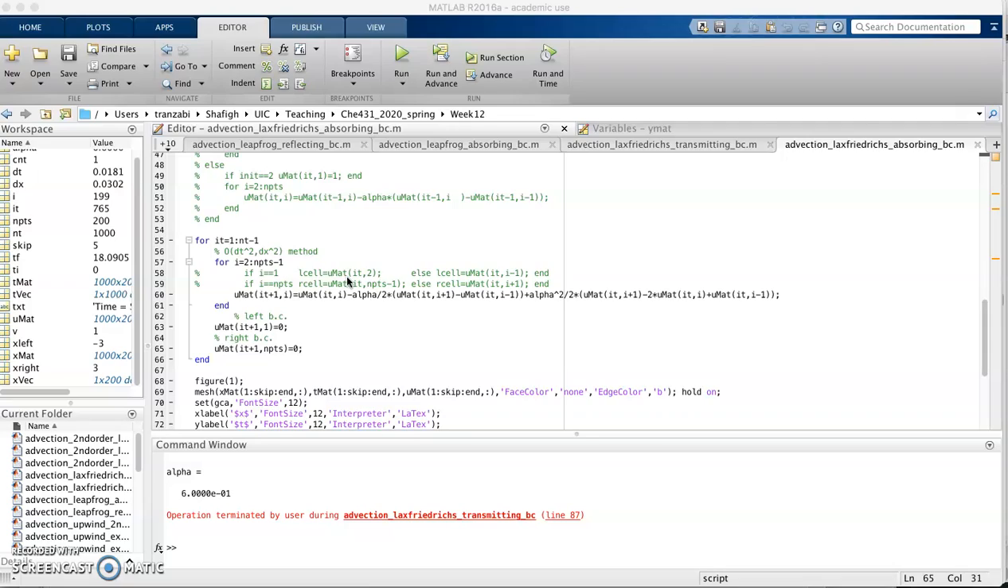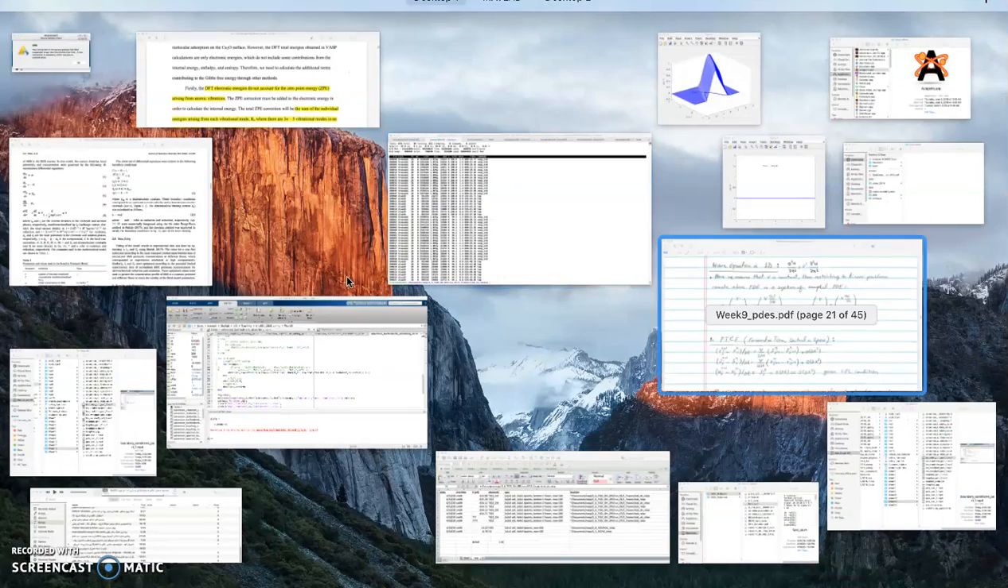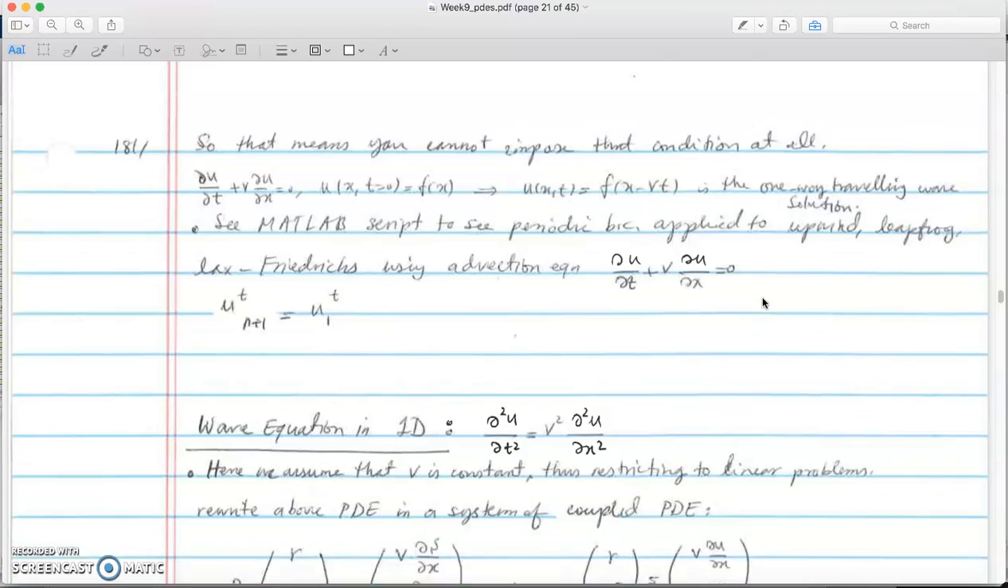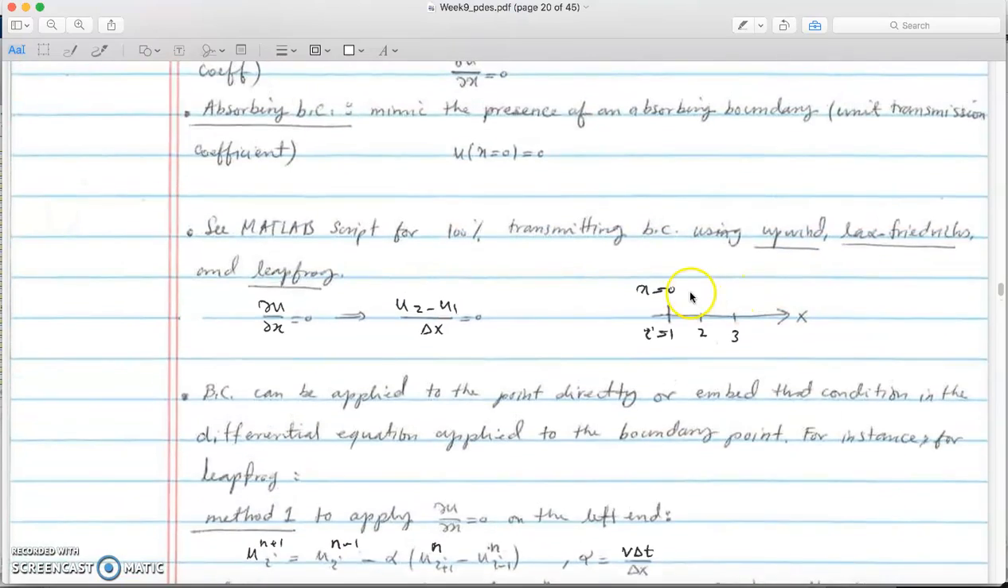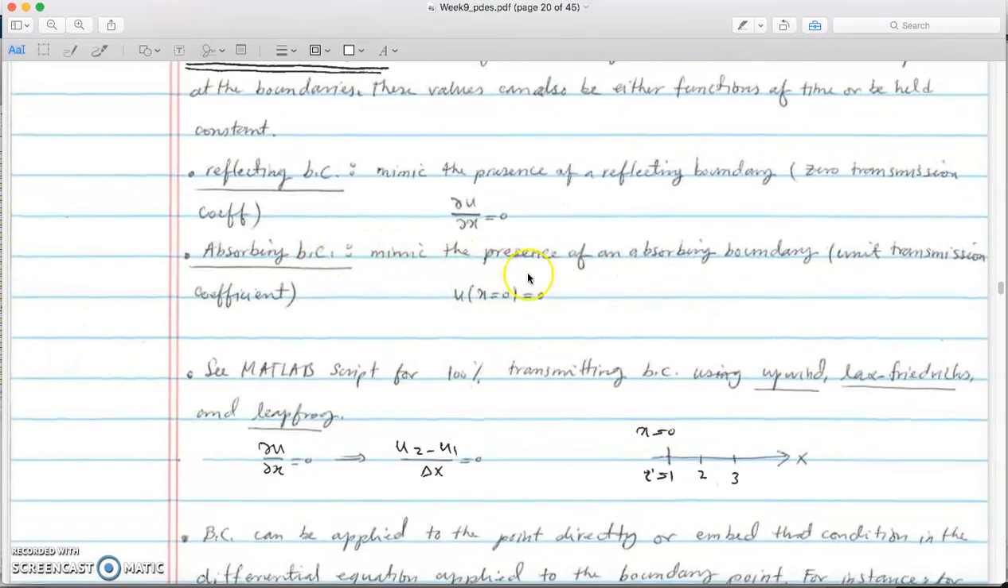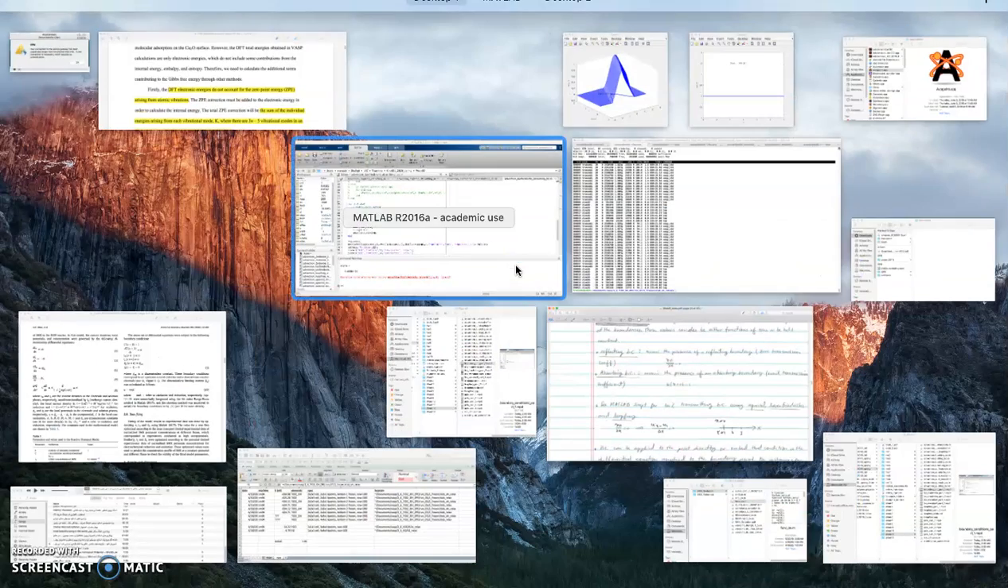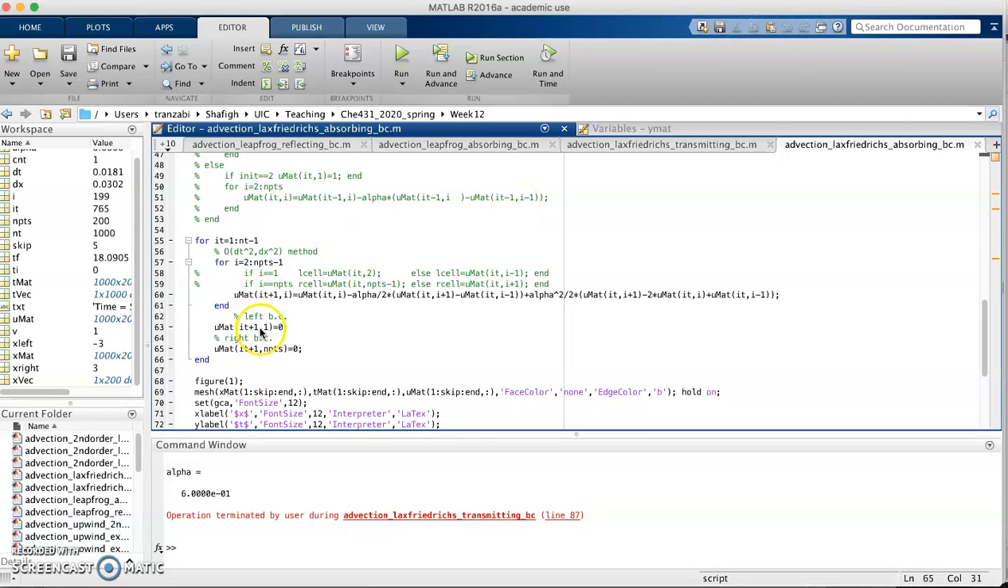So in absorbing boundary conditions, as we talked about, the concentration, or whatever the variable is, has to be zero. That is called absorbing boundary, as we have in the notes. For implementation, in Lax-Friedrichs we have the generic equation right here from point 2 to n-1. We do not include point 1 and point n because those are boundary points, and we need to deal with them using absorbing boundary.